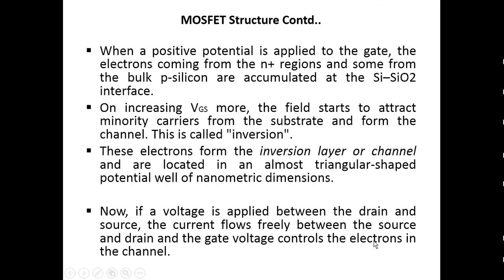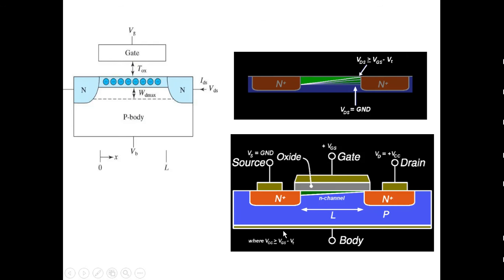Okay, so that's why this particular field controls the electron charge carriers in the inversion channel. That's why this type of device is called a voltage controlled device. Gate voltage controls the electrons in the channel. Now this is also the same thing we have seen earlier.